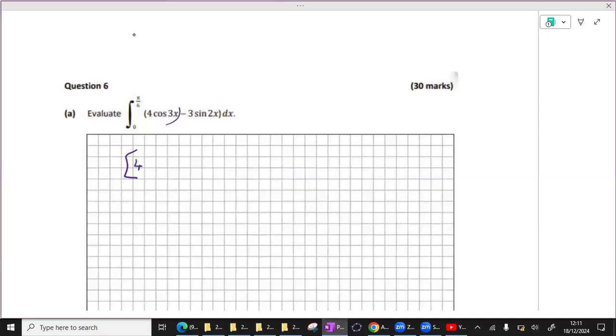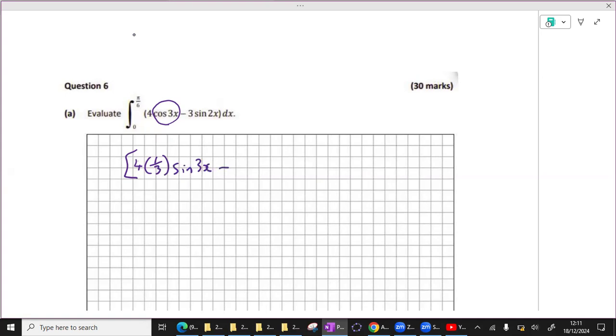And then I'm just going to focus here on my cos 3x. Now, it's not just a simple cos, so I need to deal with the 3. And the way to do that is you write it as a fraction. So in the front, 1/3. Cos changes to sine, and it's 3x.